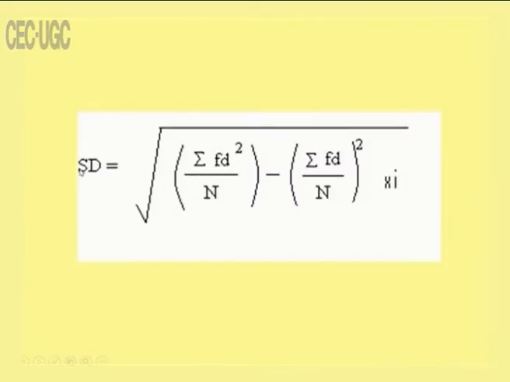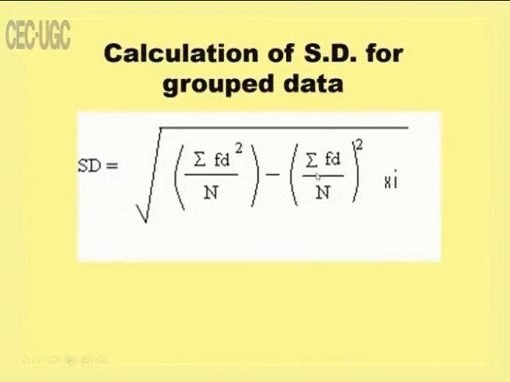So, the formula is slightly changed, and it is the square root of summation f d square by n minus (summation f d by n) whole square, into i, where all the terms have their corresponding meaning and significance. i is the class interval, f is the frequency, d is the deviation, n is the total number of terms, and so on. So, there is not much change in the formula; more or less the formula is similar.